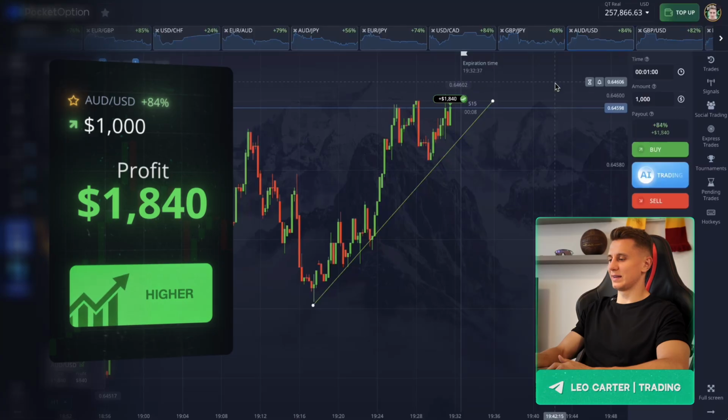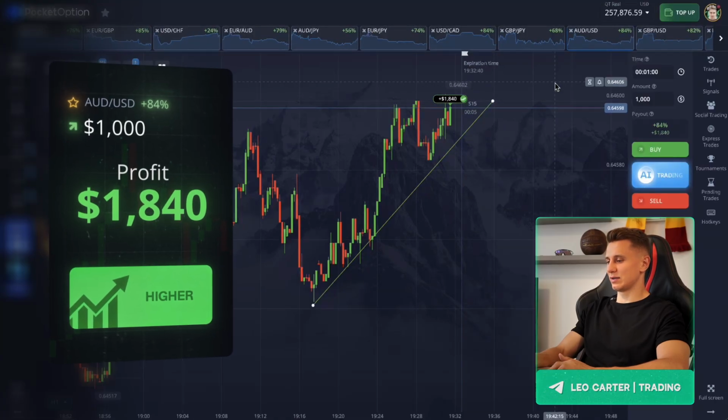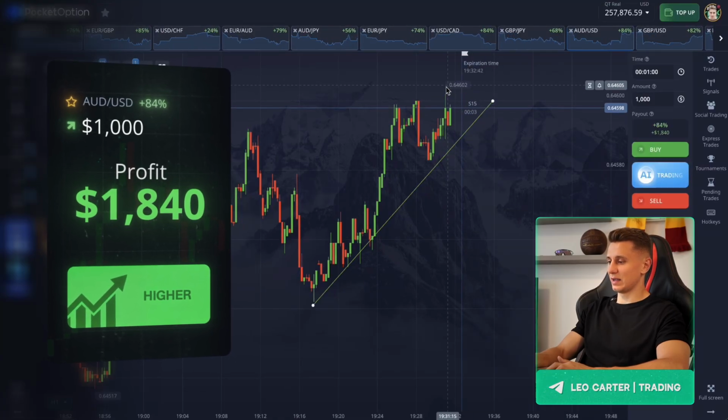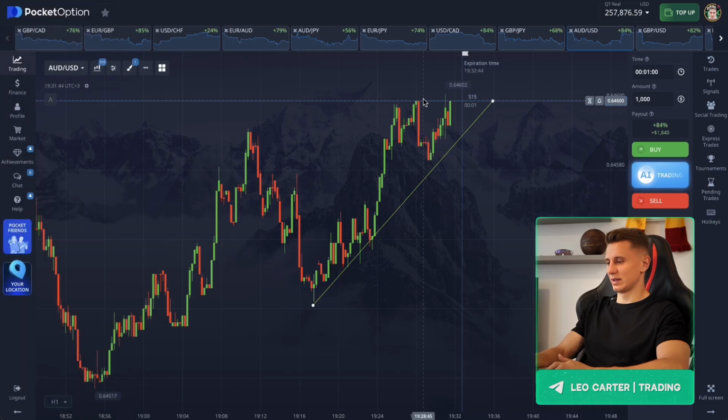Here you go, the deal closed in plus. And as you can see, we updated the high, everything is like a textbook. Let's move on, we are looking for a new entry point.